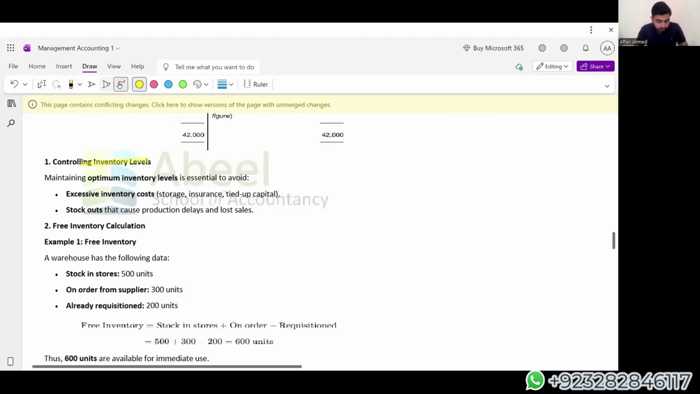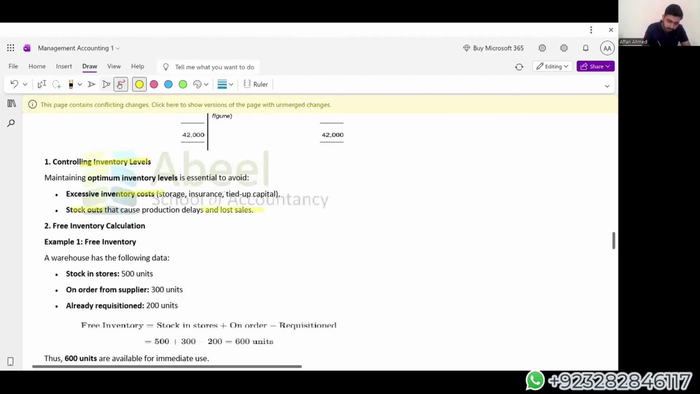Okay, so what should we do? We should identify the inventory level that is appropriate to our usage, and keep some buffer inventory. Buffer inventory is the inventory that is kept so that we have an emergency backup available. If we have an emergency order, we can fulfill it. Okay, so excess inventory and stockouts are discussed.